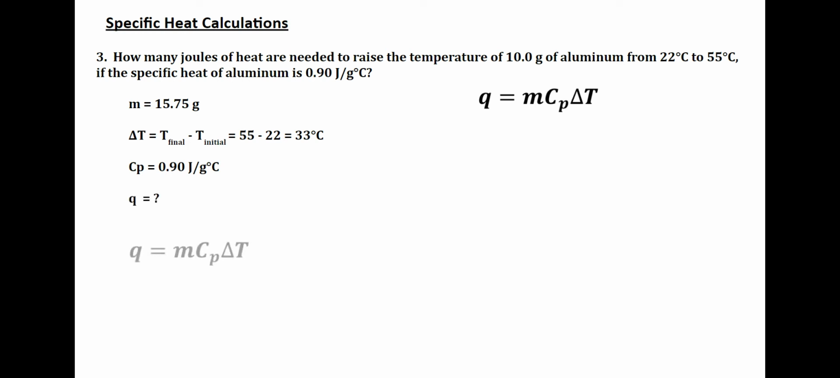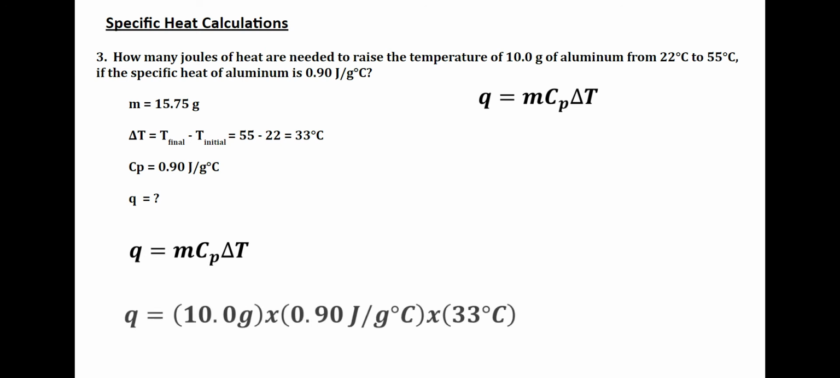Our Q, when we plug everything into our equation, is 10 grams times 0.90 joules per gram per degree Celsius times 33 degrees Celsius. Keeping track of our units, grams and grams cancel out, degrees Celsius and degrees Celsius cancel out, and the only unit that we're left with is joules, which is good because we're trying to figure out the heat, and the unit for heat is joules.